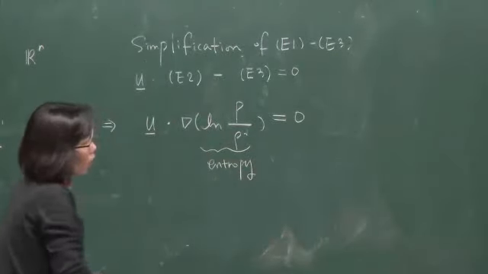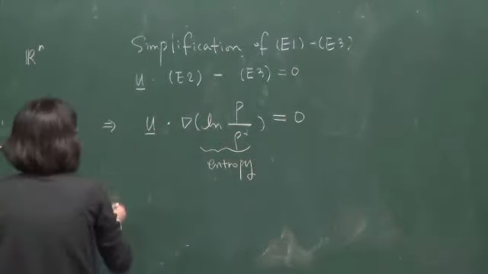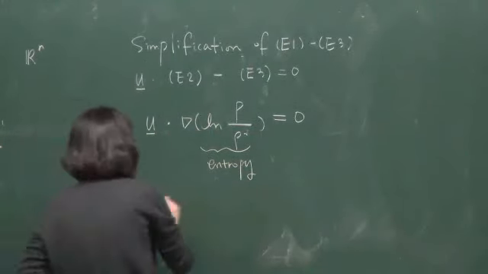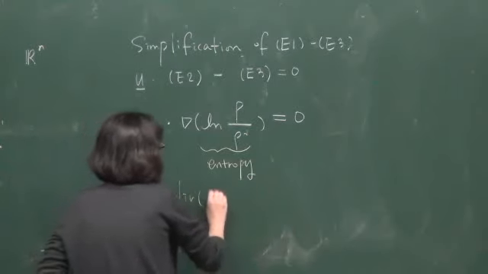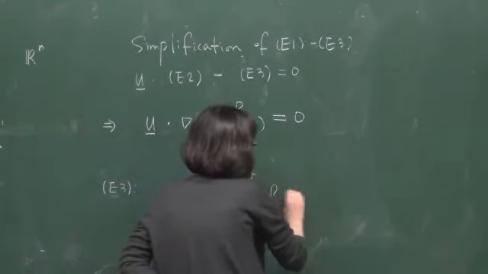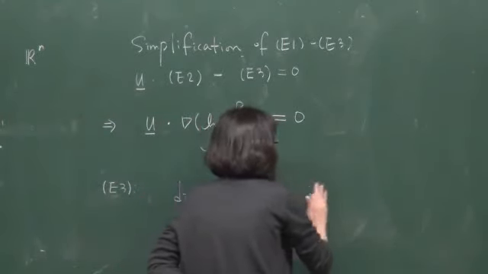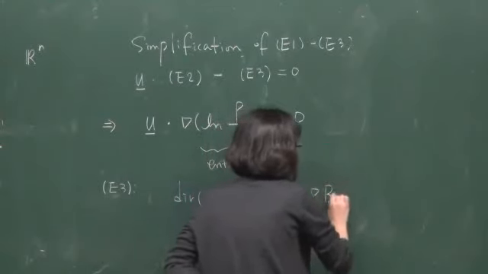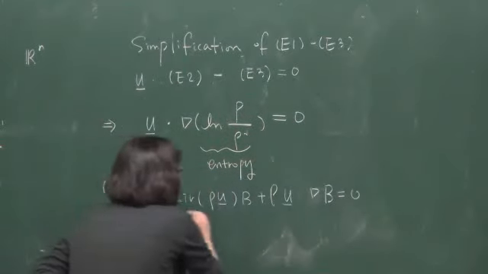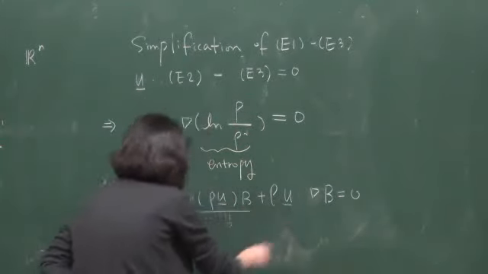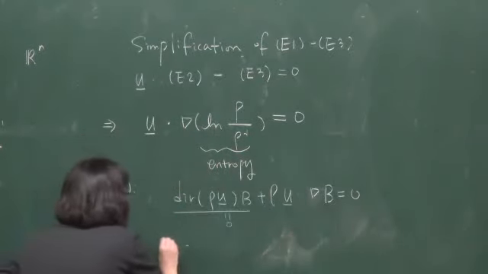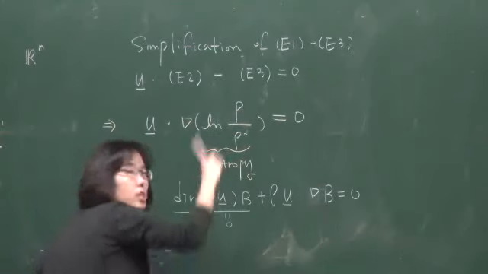Okay? Also, if you look at E3, I can rewrite it as follows. This is divergence of rho U times B, just calculus. So U dot B, gradient of B equals 0. But from the conservation of mass, this is already 0. So what this equation gives you is conservation of a Bernoulli invariant along the particle. Along the trace of a particle, I mean.